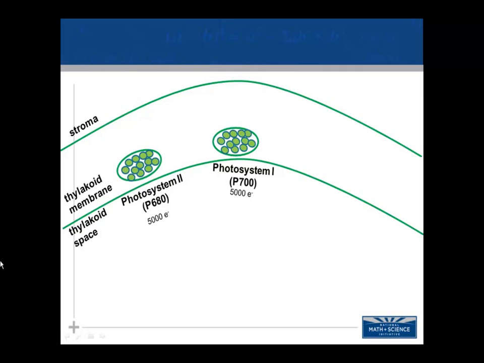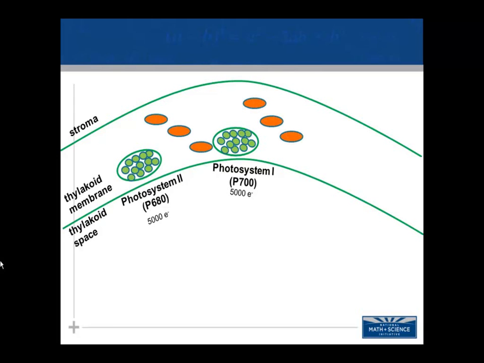Now, just for illustrative purposes, I've said that each of these photosystems has 5,000 electrons. That's not accurate. I have no idea how many electrons are in each photosystem. That's not important. But the reason why I put this here is you need to know that there's a finite limit to the number of electrons that each photosystem has.